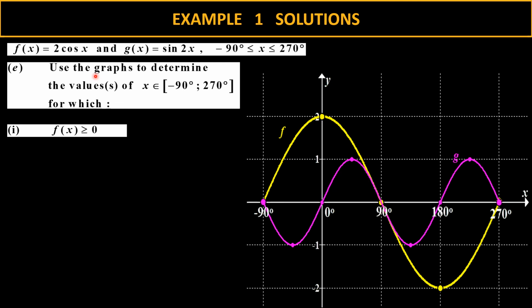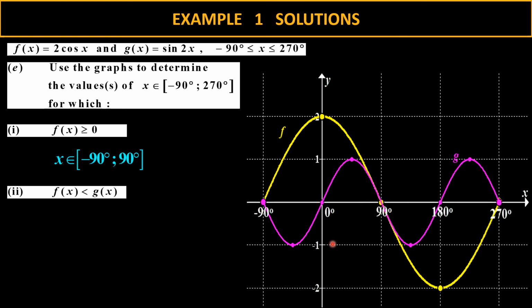f(x) greater than 0, what do I have to look for? That's correct, the f graph, which is the one in yellow, greater than 0, above. Can you see where it is above? That's correct, it's above between negative 90 and 90. And because it's equal, I include the points negative 90 and 90. So there's the answer, negative 90 and 90. It's much easier writing it in interval notation.